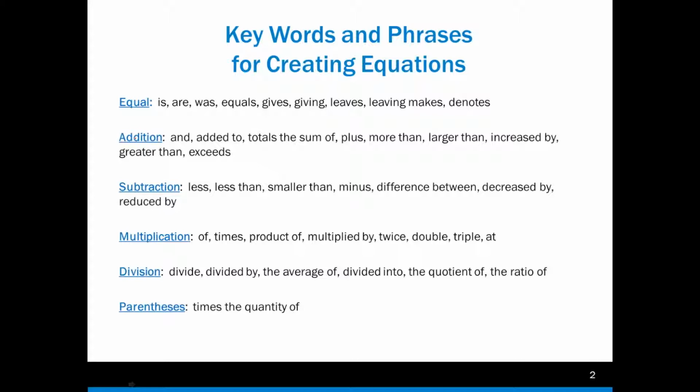Subtraction: smaller than, or less than, that's taking away, subtraction. The product of, multiplication: 2 times 3, well, it gives you a product, 6. Division: divided by, or like the average of. When you're taking an average, you're going to divide by how many pieces of information that you have there. Right? And this last one is parentheses, times the quantity of.